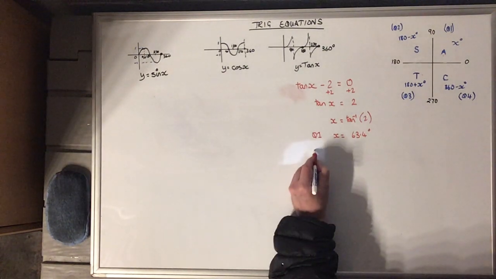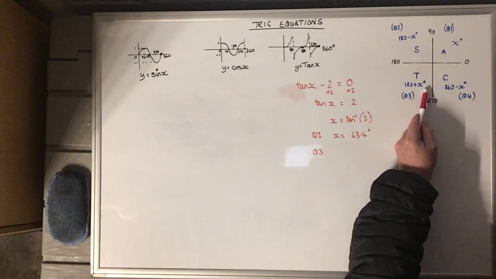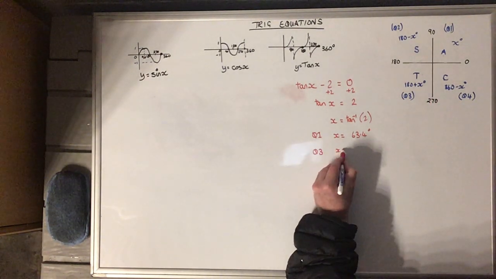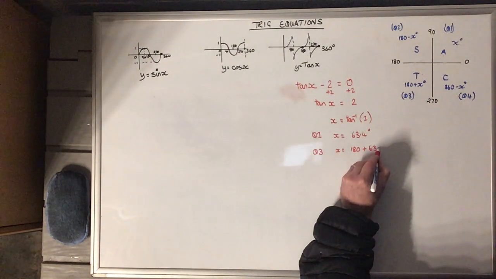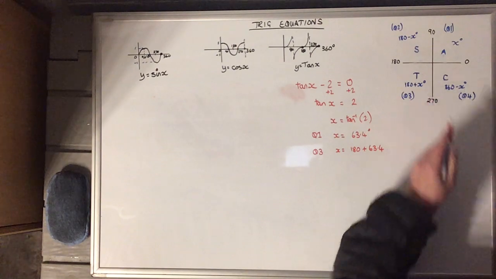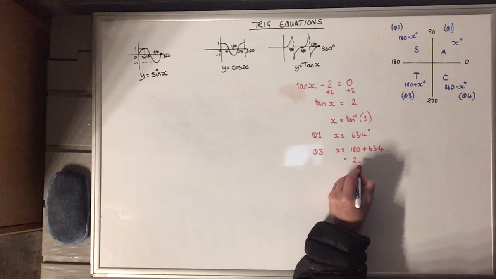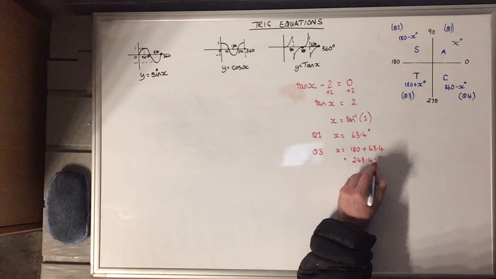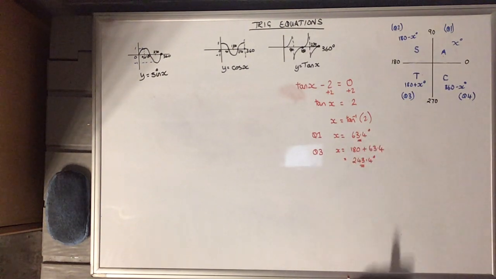And we're now looking for quadrant 3 this time, that's where tan's positive here. So x is equal to 180, and we add on the principal value, because we want it in the third quadrant. And if we do that, that's going to be 243.4 degrees. And that's a tan one done for you.